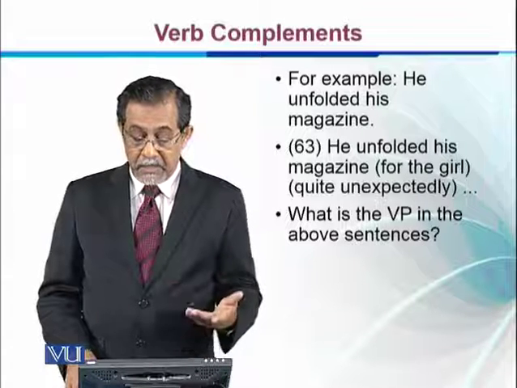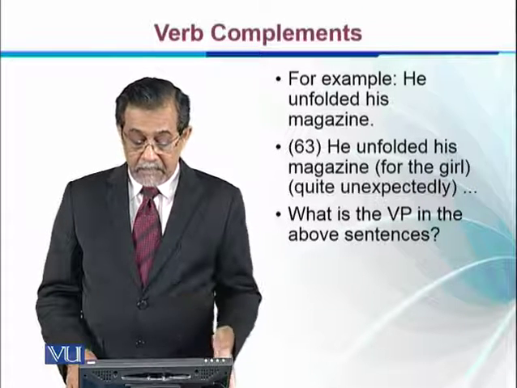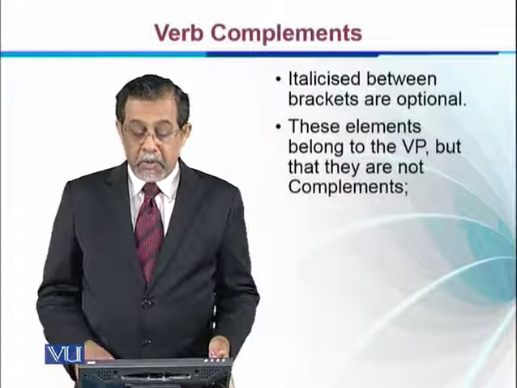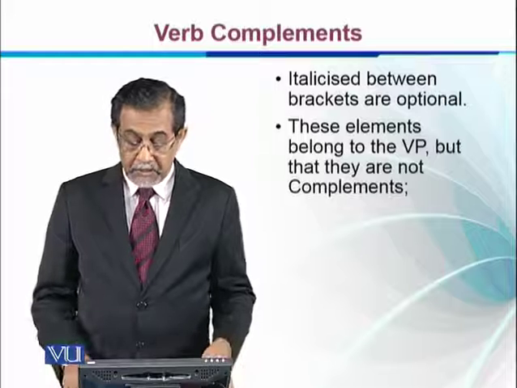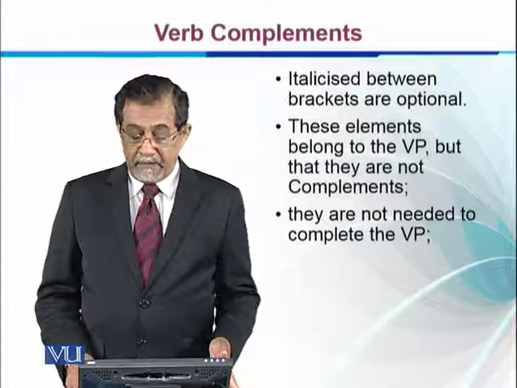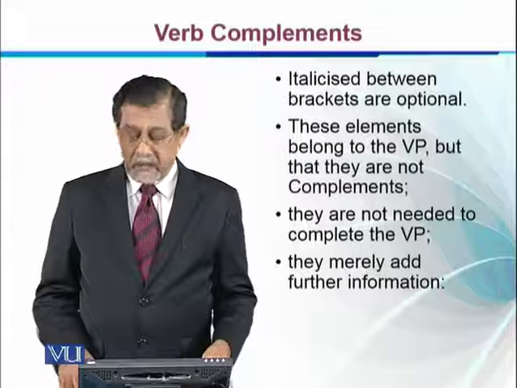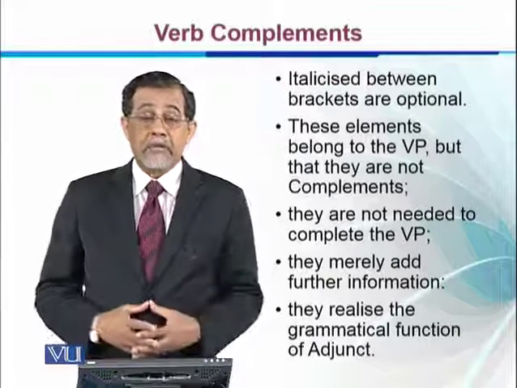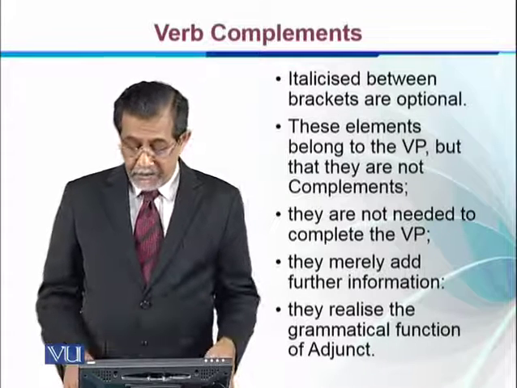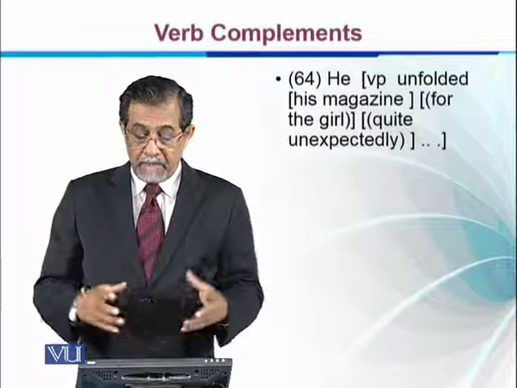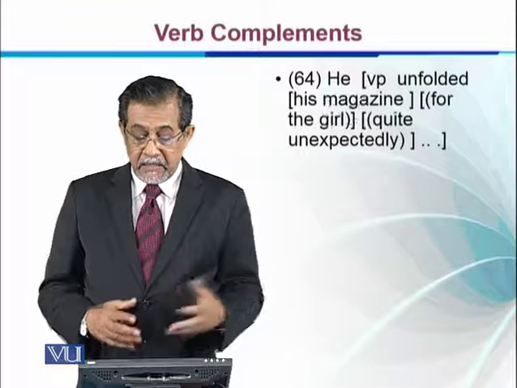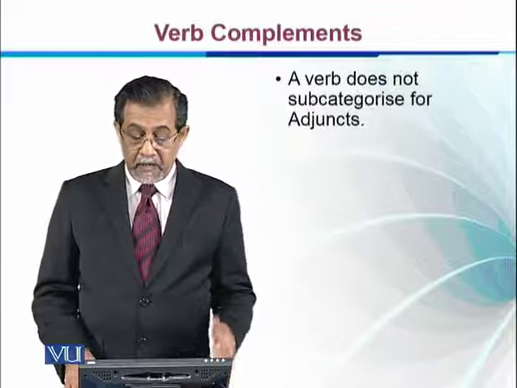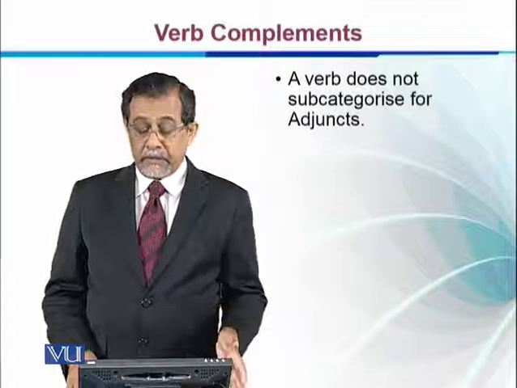So, what is the VP in the above sentence? It is unfolded his magazine. The italicized phrases between brackets are optional. These elements belong to the VP, but they are not complements. So they are not needed to complete the verb phrase. They merely add further information. So they realize the grammatical function of adjuncts. We call them adjuncts or adverbials, etc. So the VP is unfolded his magazine, and then for the girl quite unexpectedly are adjuncts. A verb does not subcategorize for adjuncts.